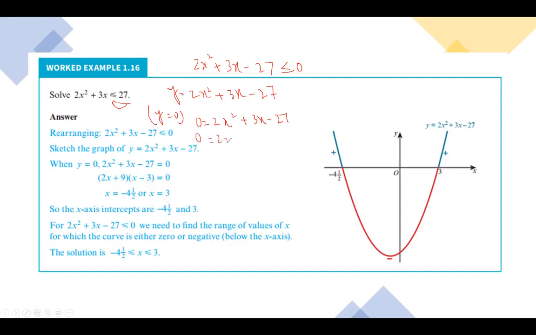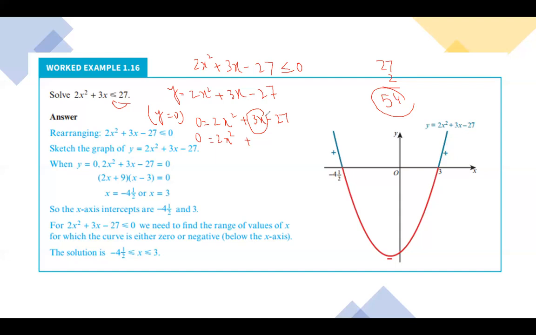So it must be 2x square. Now 54, how to do it? When we are multiplying 27 into 2, it must be 54. So make factors that add up to the middle term, 3x.